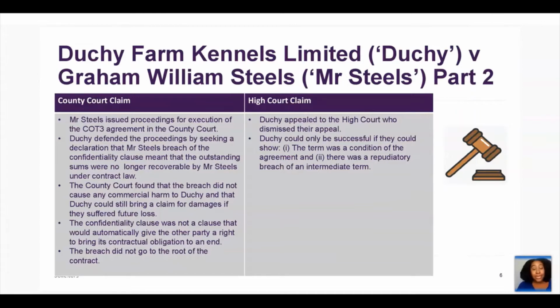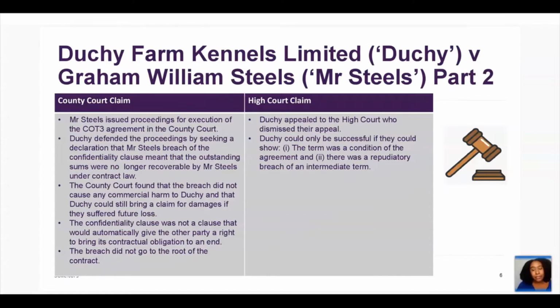The County Court did accept, however, that it had created a risk that other disaffected employees might rely on the information as encouragement for bringing claims which lacked merit against Duchy in the hope that they would be paid off. They found that if it transpired that Duchy could bring a claim for damages by reference to the cost incurred in defending such proceedings, then there was merit in no longer paying the sums required under the agreement. It was not a clause that would automatically give the other party a right to bring its contractual obligation to an end, which is surprising.